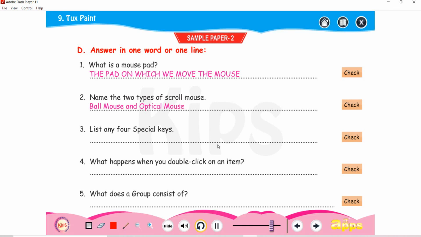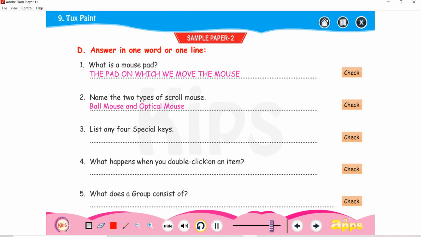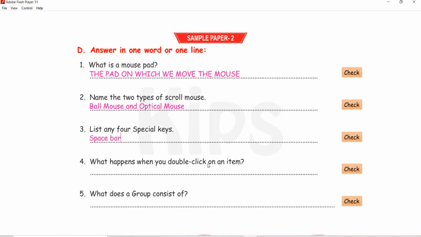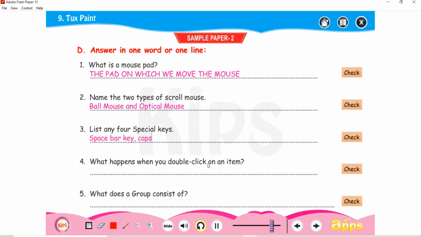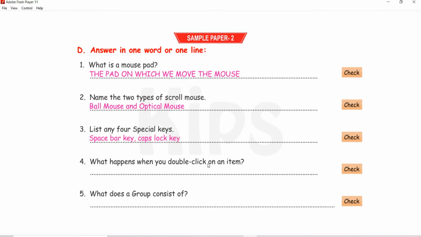Next question, list any 4 special keys. There are multiple special keys, but the four I am writing are the space bar key, caps lock key, enter key and arrow key. Space bar key, then caps lock key, next is enter key, and last is arrow key.